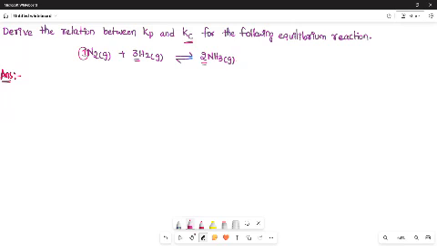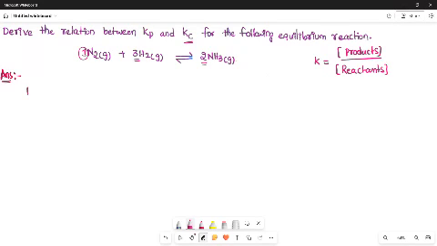Today, I would like to deal with the relation between the Kp and Kc by choosing a reaction. First of all, we would like to keep what the equilibrium constant is. Basically, the equilibrium constant is nothing but the active concentrations of the products divided by the active concentrations of the reactants. Whatever number of products will be there, you have to just multiply them. Even in the case of the reactants also.